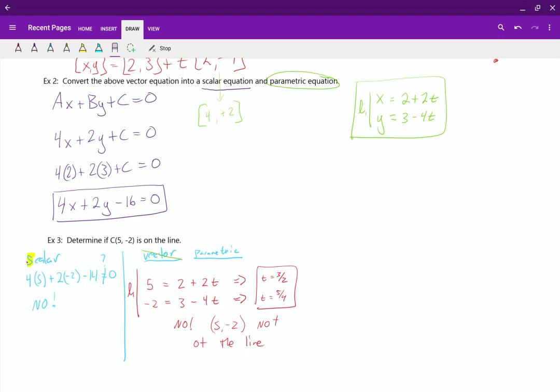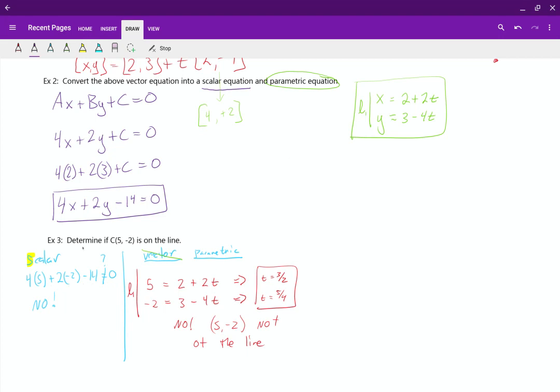Now, I'm going to start with the scalar version. So I'm going to take this scalar version. 4x plus 2y minus 16 is... wait a minute. 8 plus 6 is not 16. It's 14. Shoot. There we go. Let me change that to a 14. Silly me. There's our 14 right there. All right. So now if you graph this, and that, they will all be the same line.